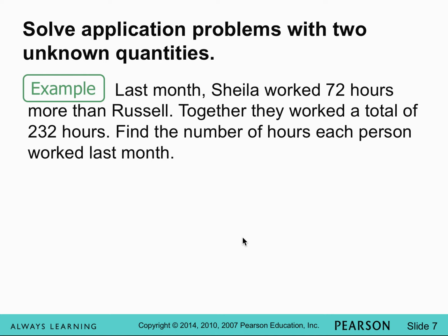Last month, Sheila worked 72 hours more than Russell. Together, they worked a total of 232 hours. Now, here's what those instructions were saying. If you've got 2 things, the one I know less about is Russell. So I'm going to make this Russell. And Sheila worked 72 more than Russell. So this is really Sheila over here, Russell plus 72.